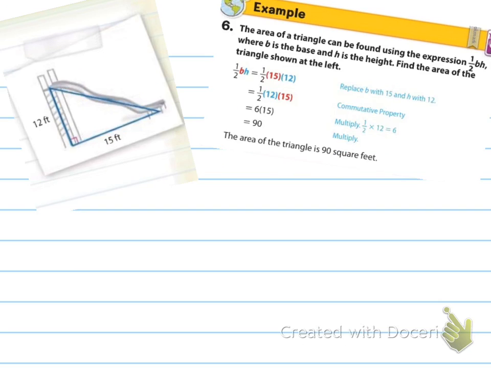Alright, example number 6 says that the area of the triangle can be found using the expression 1/2 times base times height, where b is the base and h is the height. Find the area of the triangle shown to the left. So the way that I'd have you always set up is by writing out the formula, okay? 1/2 times base times height. Everybody should be writing this.